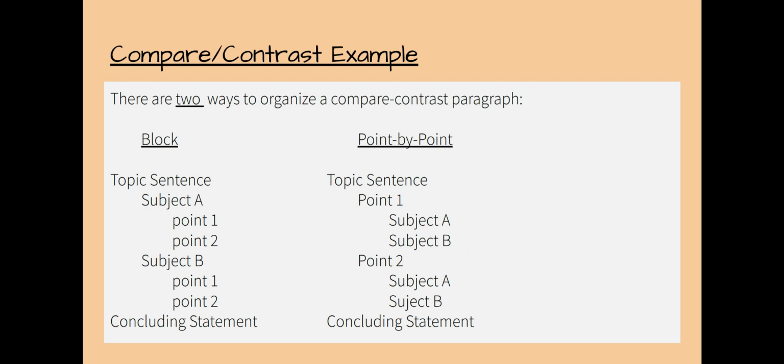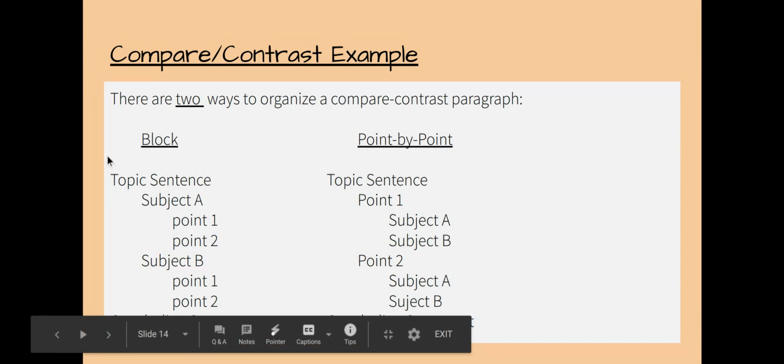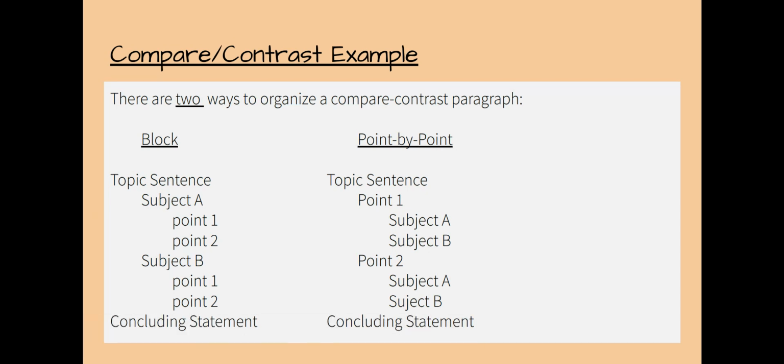There are two ways to organize a compare-contrast paragraph. The first is block. So you have two things that you're going to compare or contrast. You start with your topic sentence. You talk about everything for subject A, and then you talk about everything for subject B, and then you have your concluding statement. So that would be block. You don't go back and forth between the two subjects.